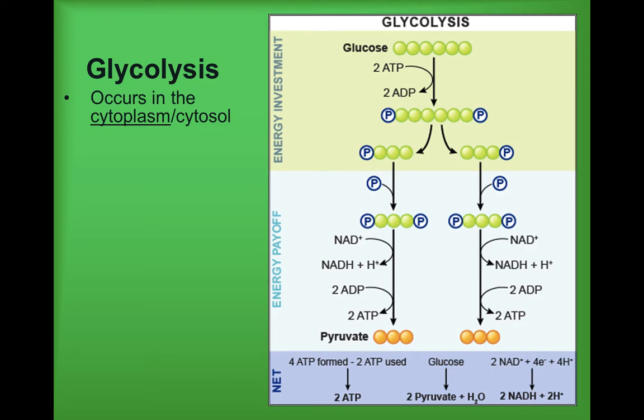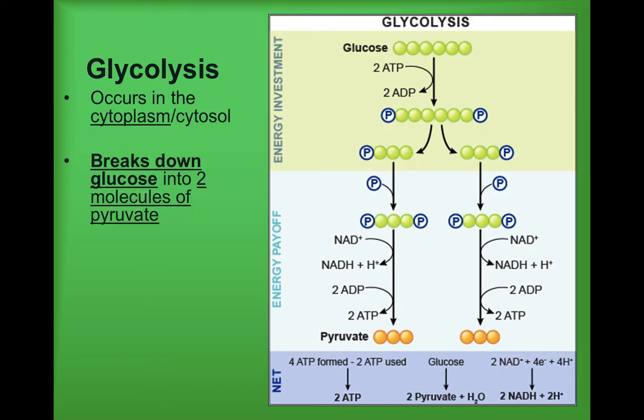So glycolysis will occur in the cytoplasm. And this is basically what glycolysis is. It's the breakdown of glucose into 2 molecules of pyruvate. Of course, we're only going to have 2 total ATP produced.